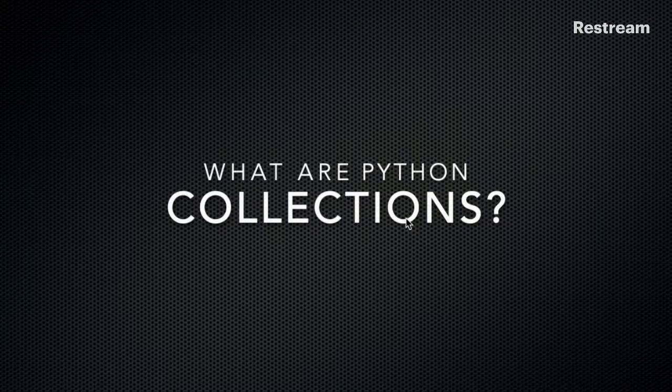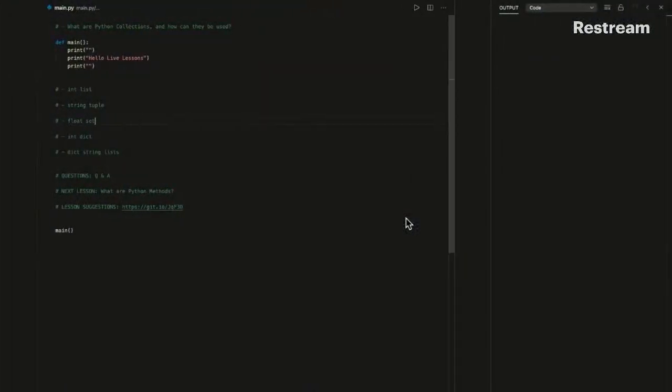All right, let's get started. Okay, so what we have here is hello live lessons inside of a main function, and we have the main function being called at the bottom of the Python file. And let's run this to make sure everything is working properly. Okay, great. So we have hello live lessons.